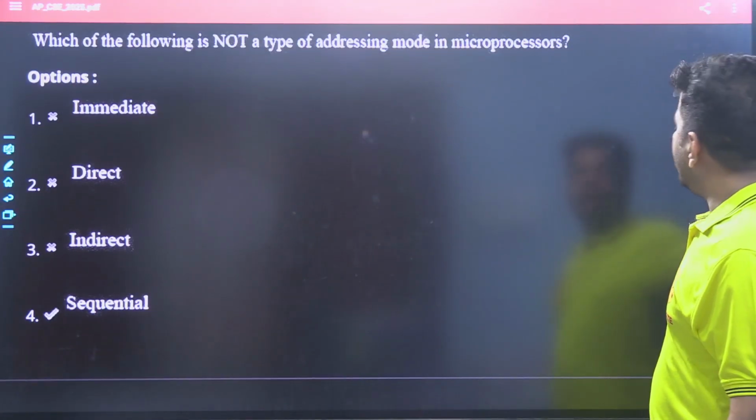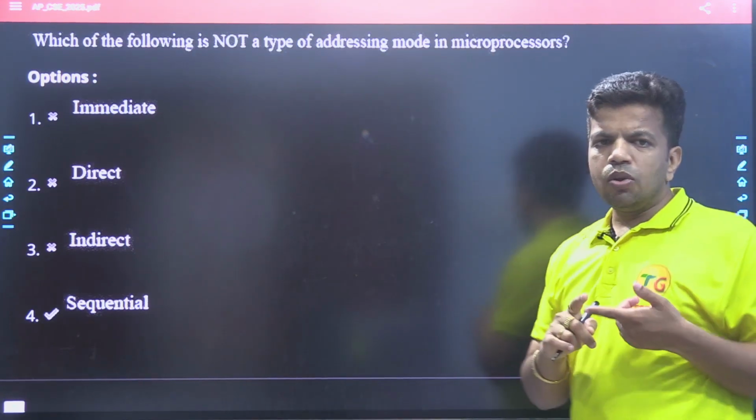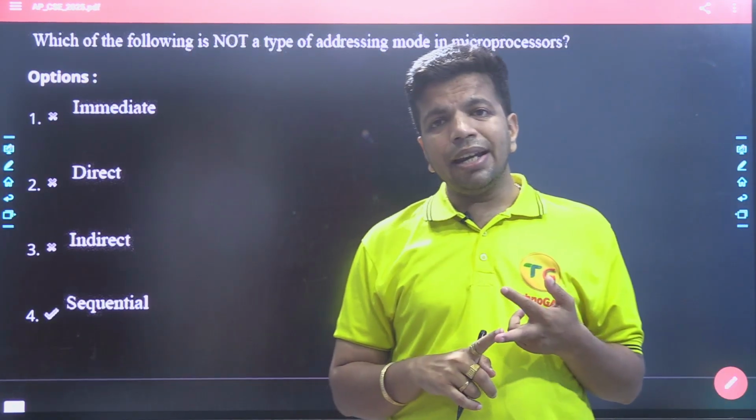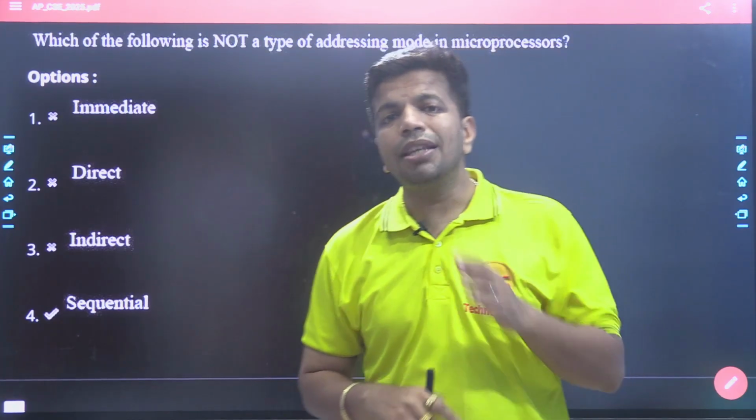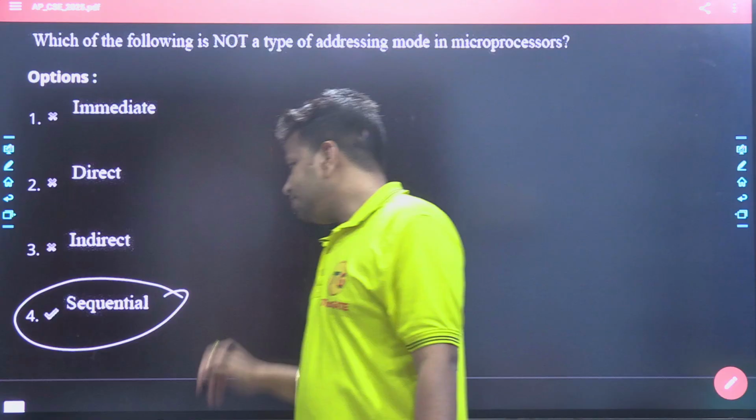Which of the following is not a type of addressing mode in microprocessor? There is an immediate addressing mode, a direct addressing mode, an indirect addressing mode, but there is no sequential addressing mode. So this one is wrong.